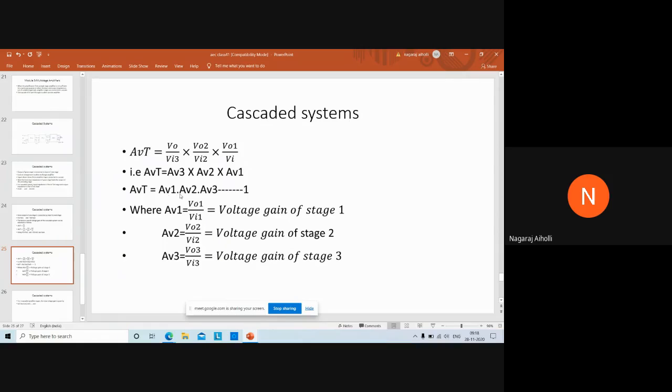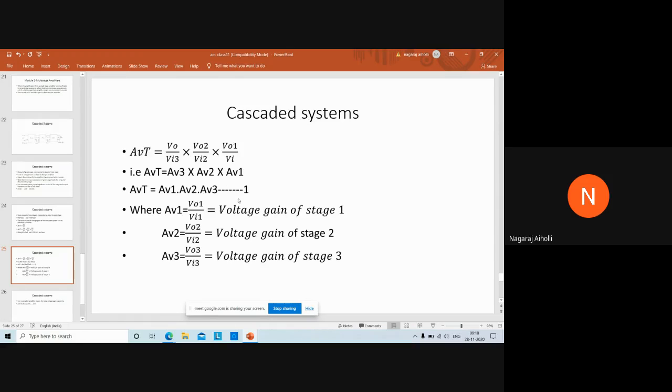It is AV1 into AV2 into AV3, where AV1 is the voltage gain of stage 1, that is V01 upon Vi1. AV2 is the voltage gain of stage 2, that is V02 by Vi2. And AV3 is the voltage gain of stage 3, that is V03 by Vi3. That is, the total voltage gain is the product of the gains of the individual stages.